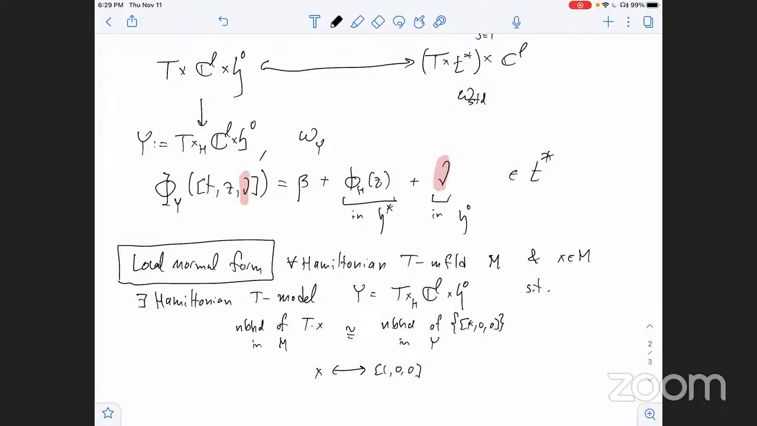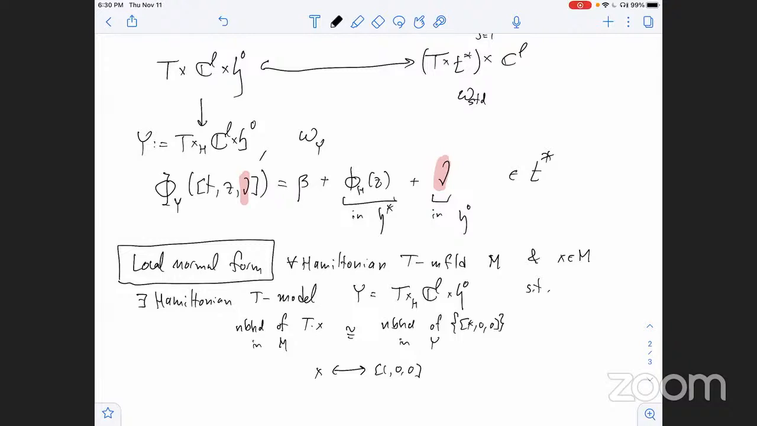Basically, if you stare at this, the group H is just the stabilizer of the given point X. The linear representation of H on C to the L is just the isotropy representation of H on the tangent space to the manifold at X, once you get rid of some trivial pieces of that representation, and the proof goes through Moser's method. So this is about the local structure.